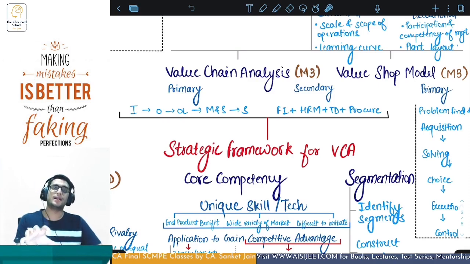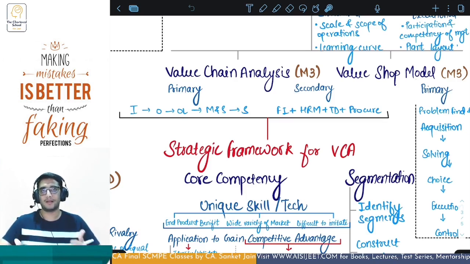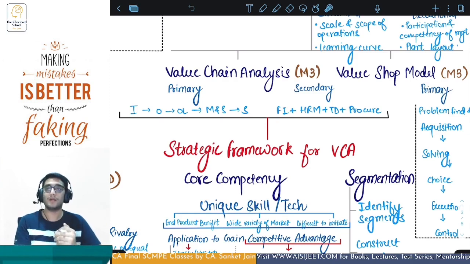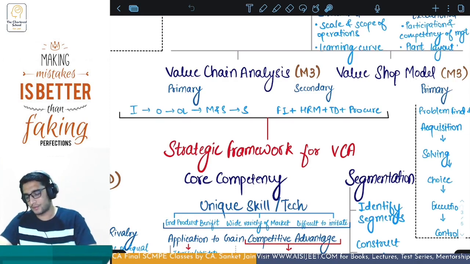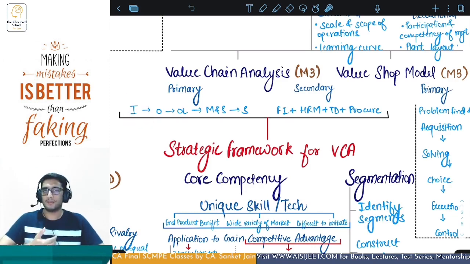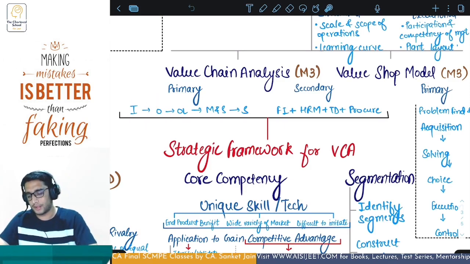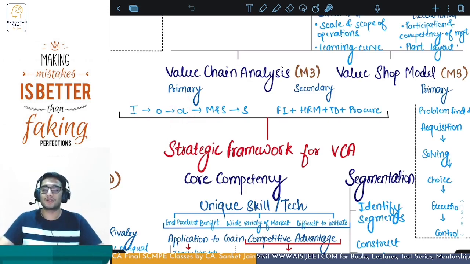Now, value chain analysis tells you that there are two categories of activities. One is primary activity, second is secondary or support activities. Primary activities are directly related with the conversion of input to output. Secondary activities are those activities which actually support the primary activities. There are five primary activities. The first one is inbound logistics. The materials come in and are stored. Second is operations. Operations is conversion of input to output plus inspection. Third is outbound logistics, which is storage of finished goods and delivery to the customer or consumer.